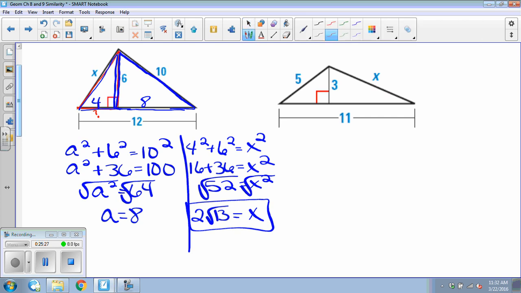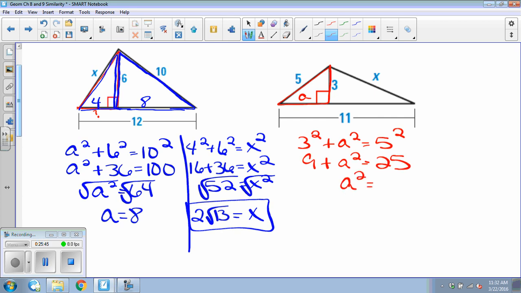Second one works the same way. I will start here because I have two of those values, so we'll figure out that. So 3 squared plus a squared equals 5 squared. So 9 plus a squared equals 25. So a squared equals 25 minus 9, which is 16. Square root of both sides, and a equals 4. So that means this is 4. If the whole thing's 11, what's this? This is 7. So now you can go on that right-hand side and do this one.